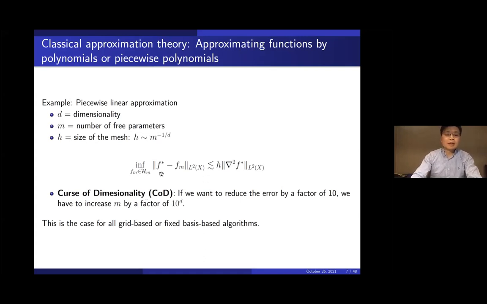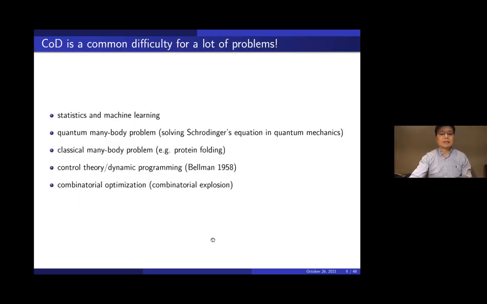Now, this problem is common to all grid-based or fixed basis-based algorithms. Essentially, all the algorithms we had before suffer from the curse of dimensionality, whether it's piecewise linear approximation, polynomial approximation, wavelets, trigonometric approximation, all that kind of algorithms suffer from curse of dimensionality.